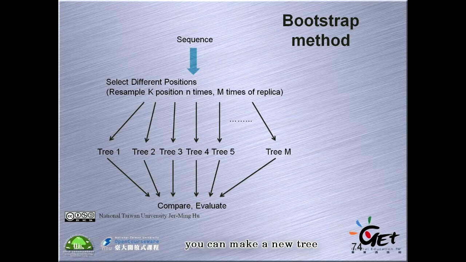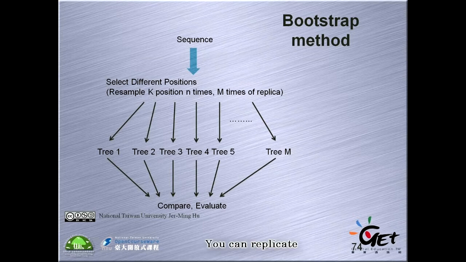For the new data set, you can make a new tree based on whatever method: neighbor joining, maximum likelihood, or maximum parsimony, any kind of tree, going through the same process we already introduced for making an MP or NJ tree. This process is the same, so it takes the same time from here to here. For the second data matrix, we duplicate this process to make a lot of replicates of the data matrix and make a single tree out of each new data matrix.